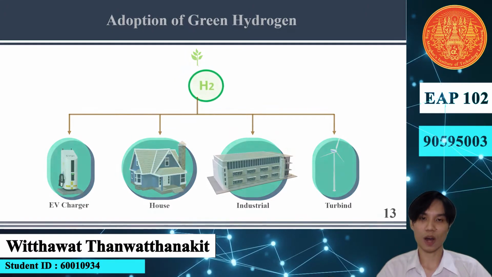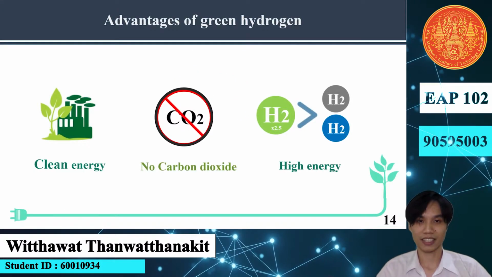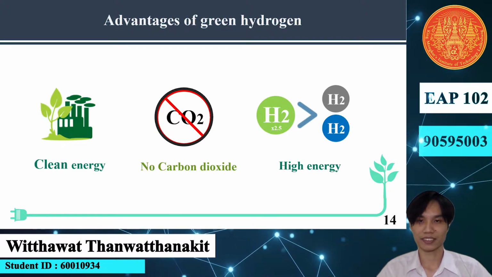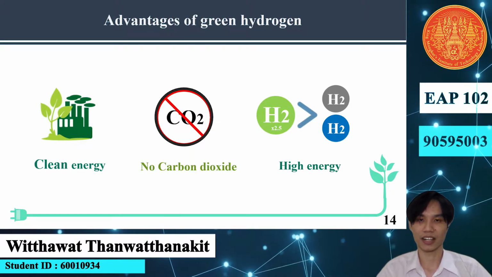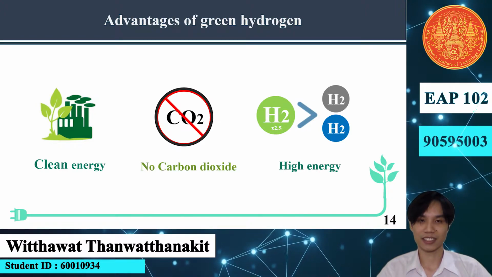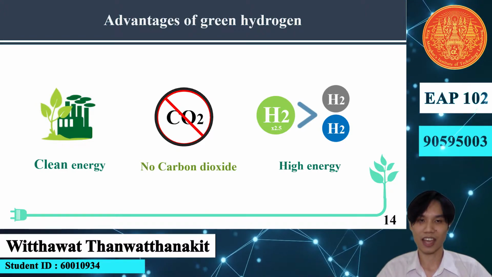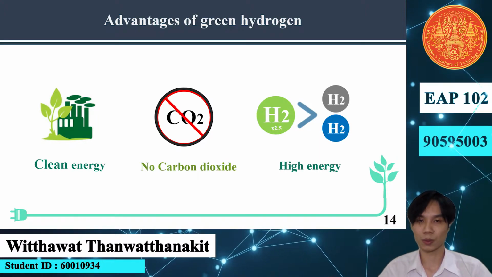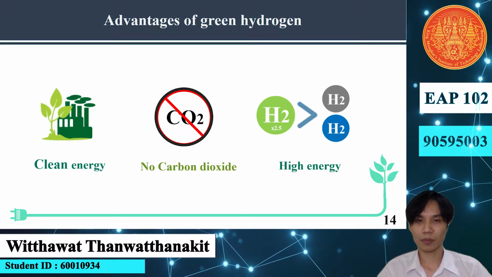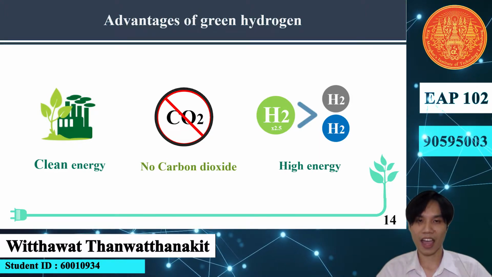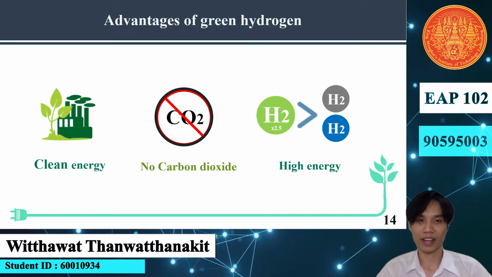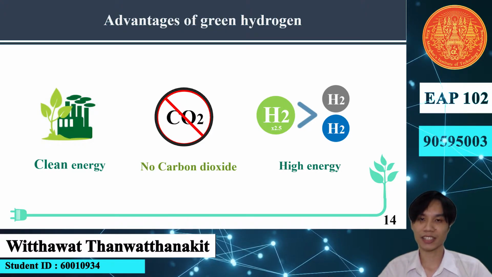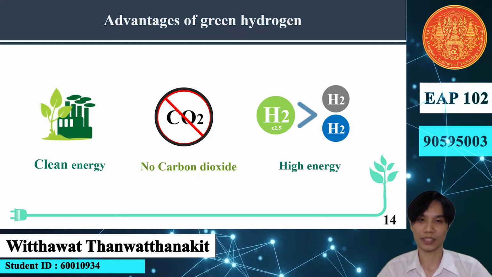The advantage of green hydrogen is that it is clean energy and doesn't cause a greenhouse effect. It doesn't affect the environment, as it doesn't contain any carbon dioxide, so no carbon dioxide is released to the outside during production, and it also provides 2.5 times more energy than hydrogen gas that has been doped with carbon dioxide.